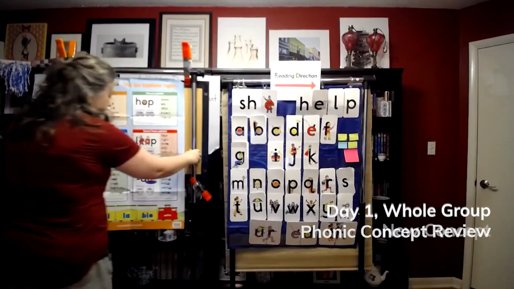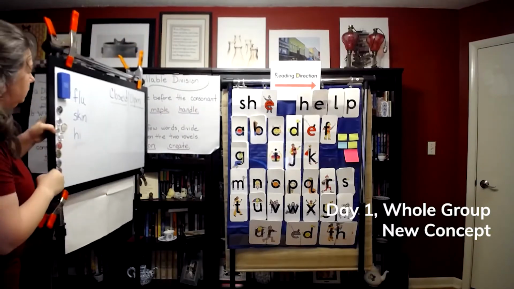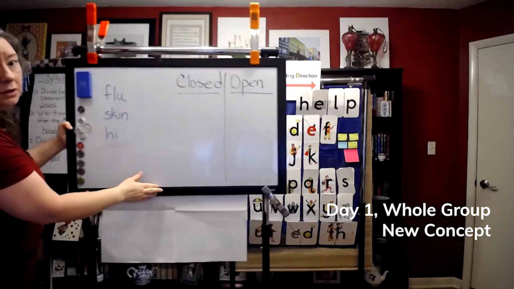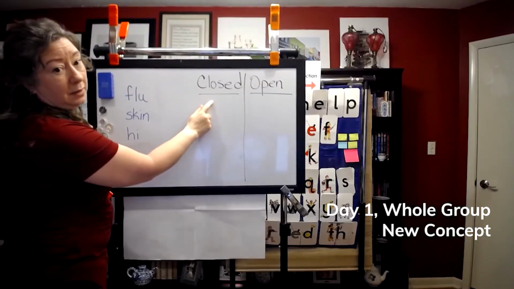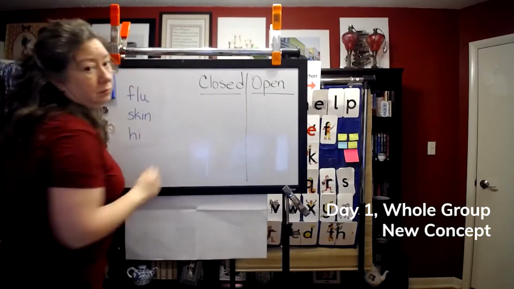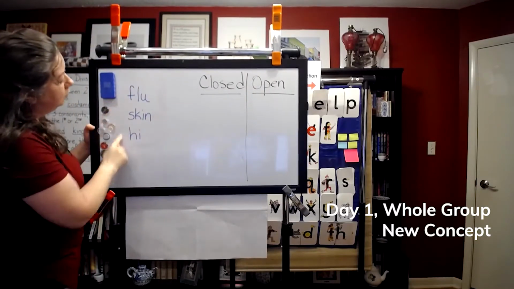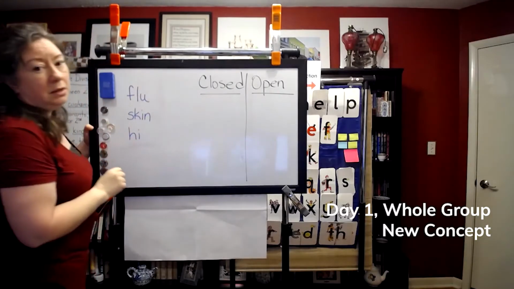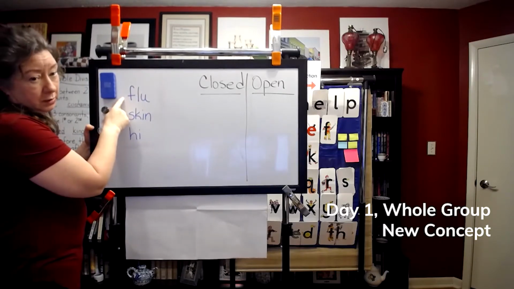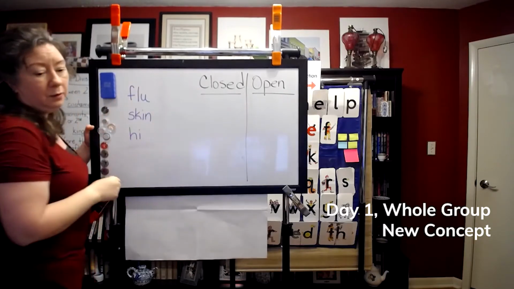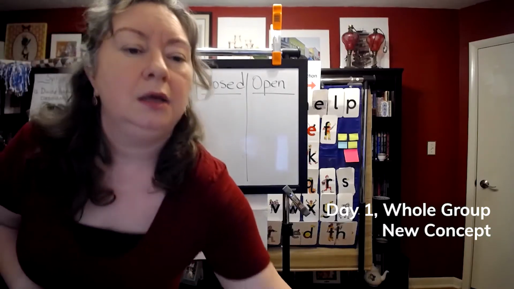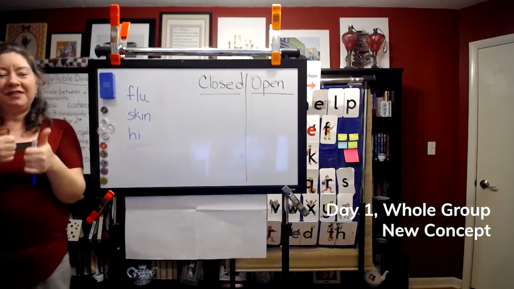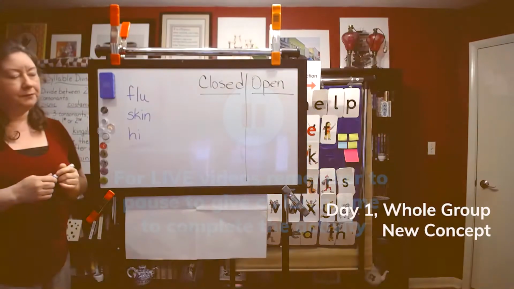All right, so take out a piece of paper or grab your whiteboards, whichever you've got handy. I want you to divide your paper into two columns, closed and open. Then you have three words here, and I want you to write each one of these words underneath the correct column, whether you think this is an open or a closed syllable. And then we're going to go over them in just a second. So I'll give you a second to do that. And when you're ready, give me a thumbs up to let me know that you're done.